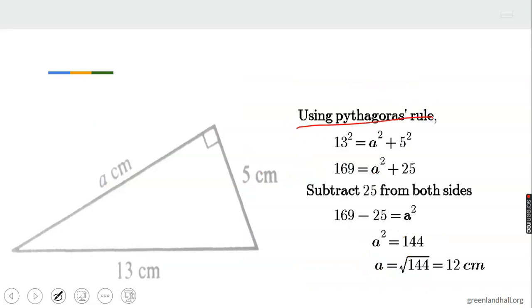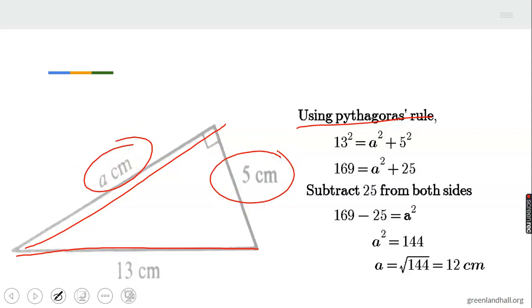Here is another example. The longest side is given, and this side is given to be a, and this side is 5 centimeters. We can also use this Pythagoras rule to calculate the missing length. Now, we know that the square of the longest side, which is 13 square, equals the square of this side, which is a square, plus the square of this side, which is 5 square. Now, when you square 13, it will be 169, equals a square plus 25.